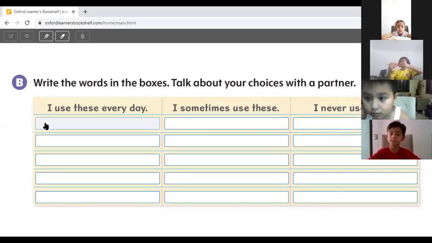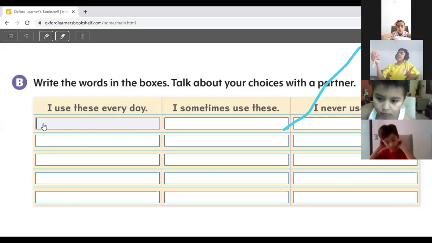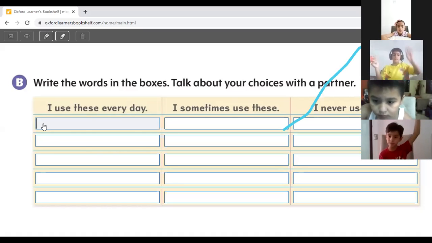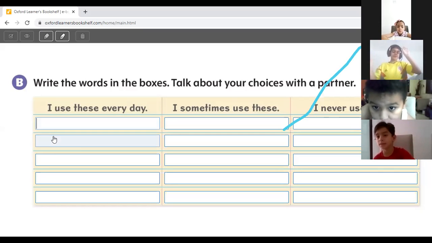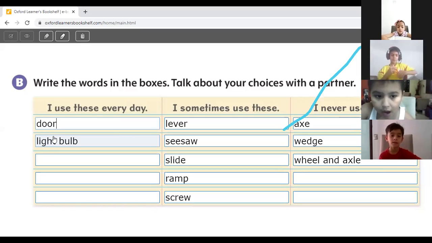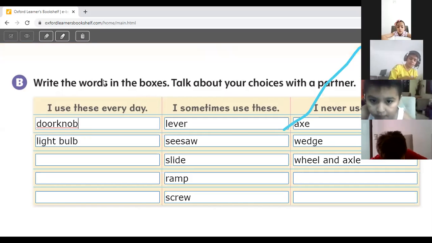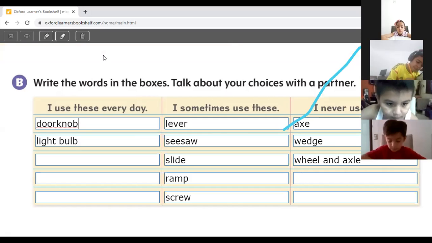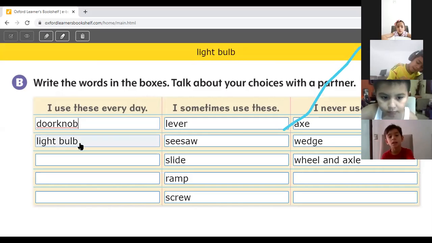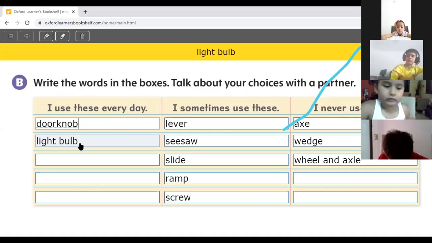Okay, for example, in the first column, I use this every day. Who wants to tell me which one of these objects that you have in the vocabulary words, you use every day? Okay, Alejandro. Doorknob. Very good. The doorknob. So write down doorknob. Well, I show you all the answers. It doesn't matter. And another object or item that you use every day is the light bulb. Write down light bulb, because the light bulb is in your house, so you can see it and you can use it daily, and the doorknob too.